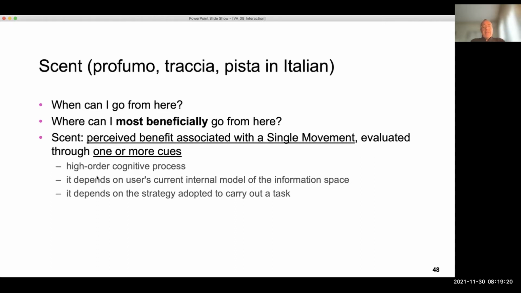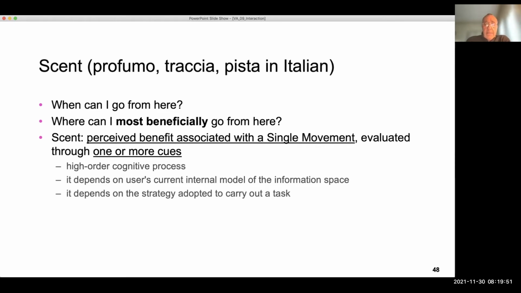It is not a simple idea because it is a high-order cognitive process. You have to do some reasoning for that. And it depends on your internal model of the information space. What is the mental image that you have in mind of the data you are exploring? And moreover, it depends on the strategy that you are adopting to carry out the task you are interested in.